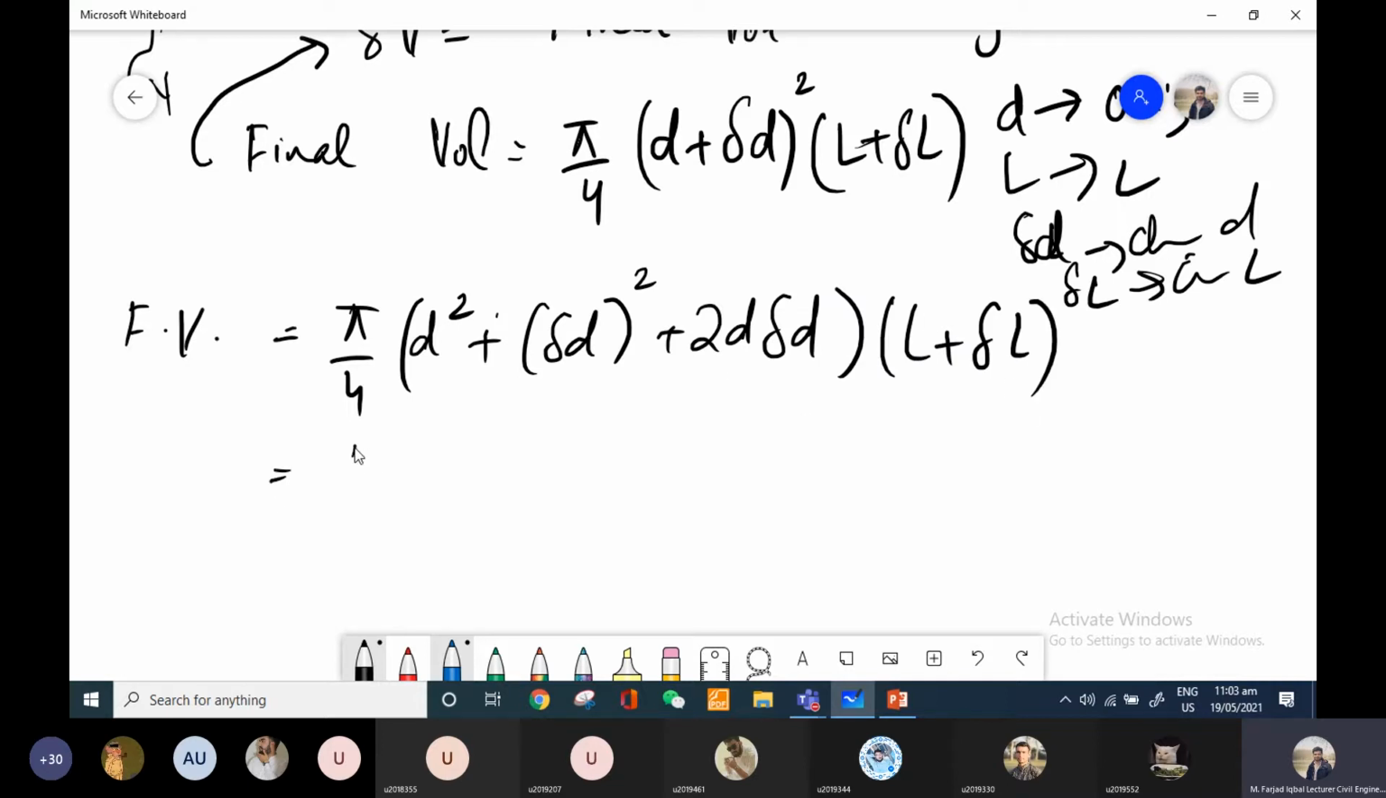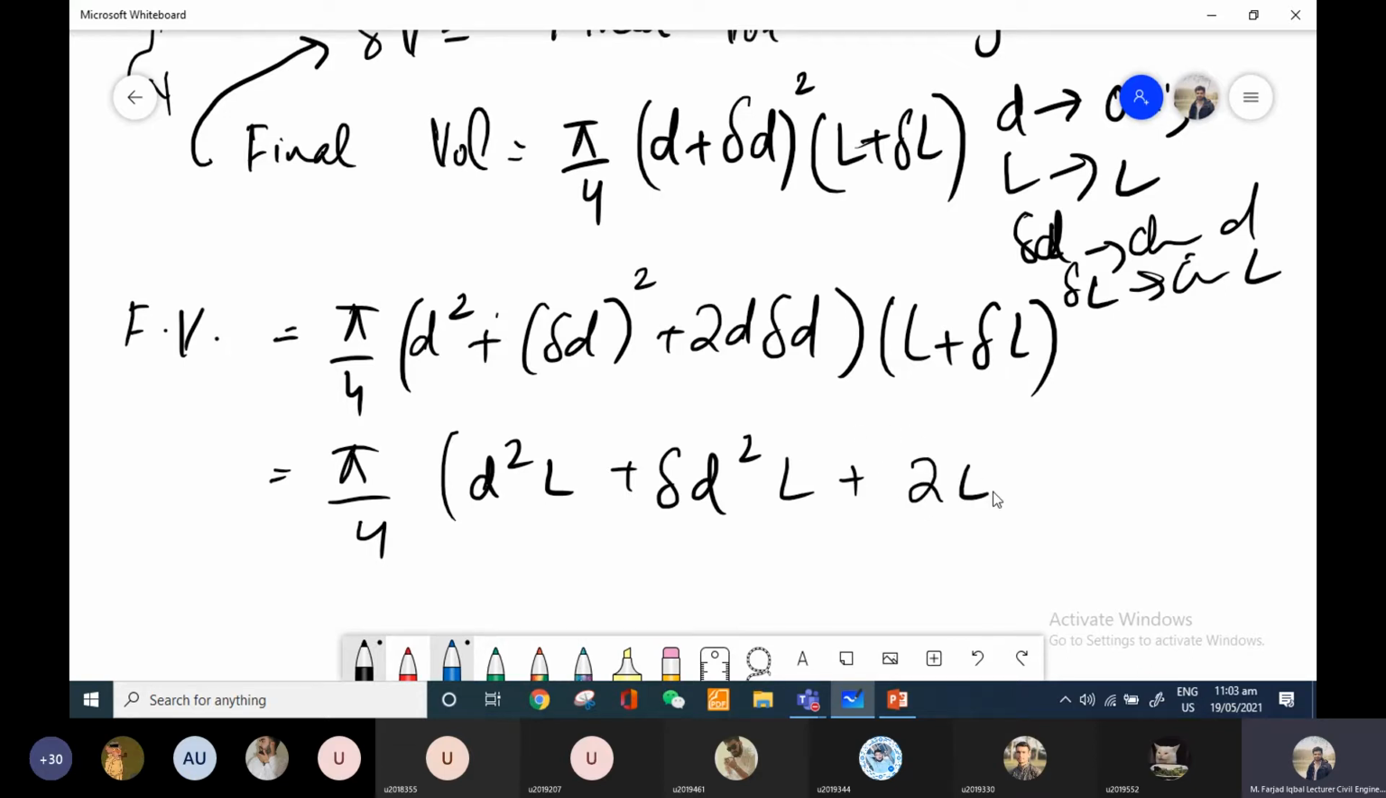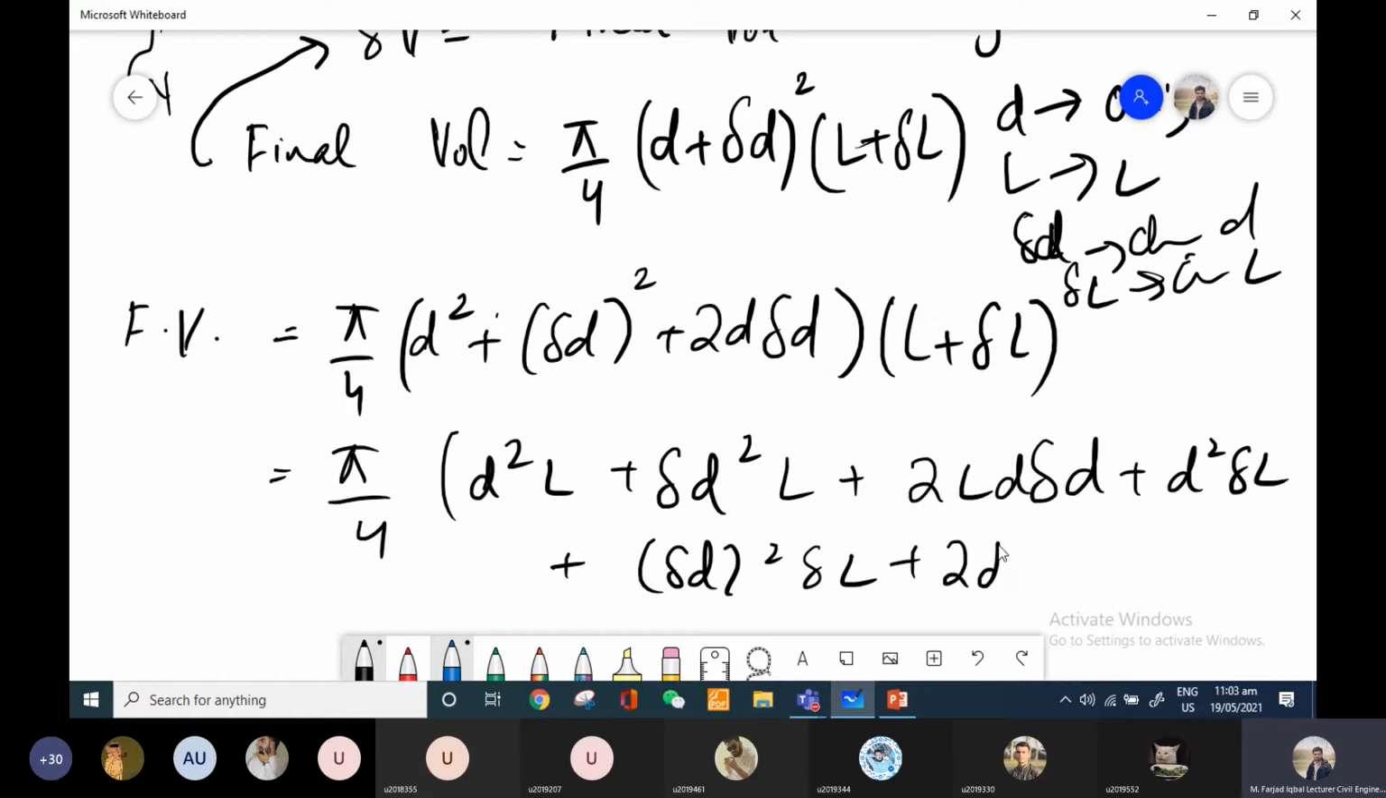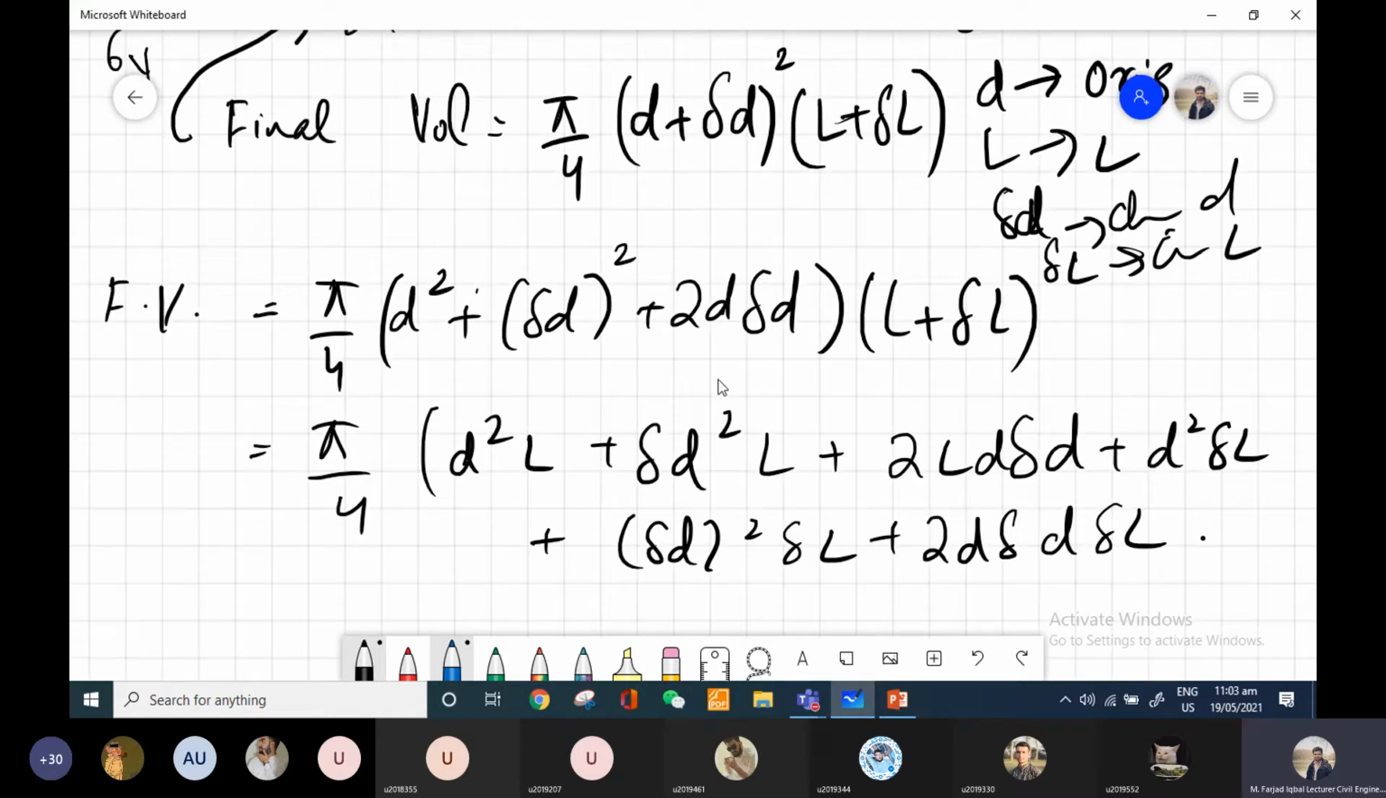If I multiply these two terms, I will get pi by 4 d square L plus delta d square into length, plus 2L d delta d plus d square delta L plus delta d whole square into delta L plus 2d delta d into delta L. So this is the simplified expression.